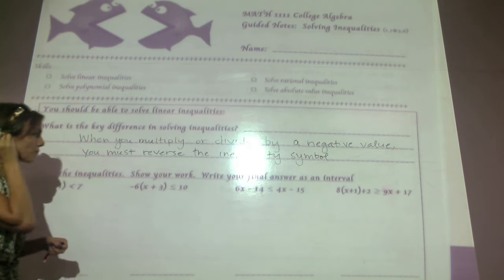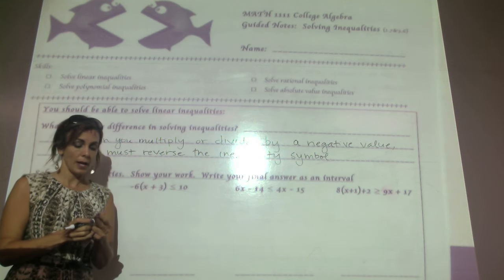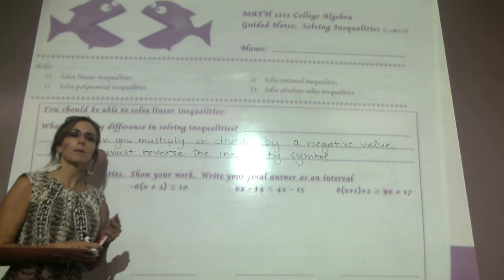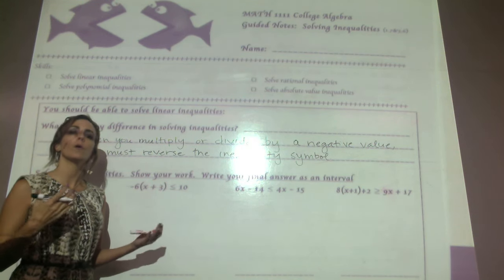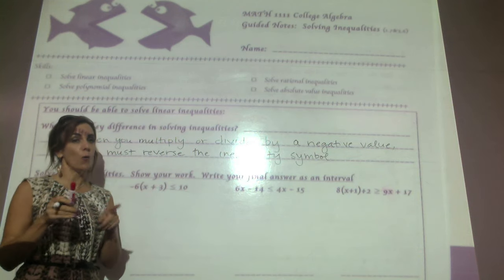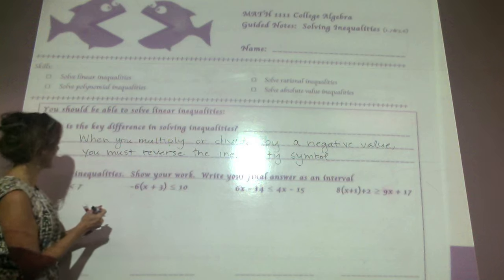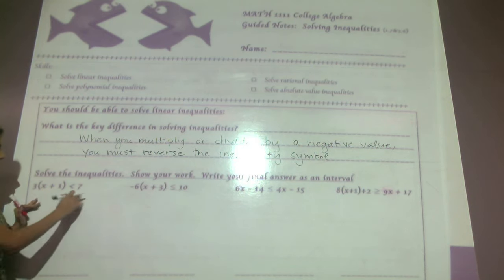Okay, so we are going to solve these inequalities, all right? And we should be able to just walk through them just like we would an equation. And anytime that we multiply or divide by something negative, only something negative, then we're going to flip that inequality symbol around. All right, so let's try this. 3 times the quantity x plus 1 is less than 7.